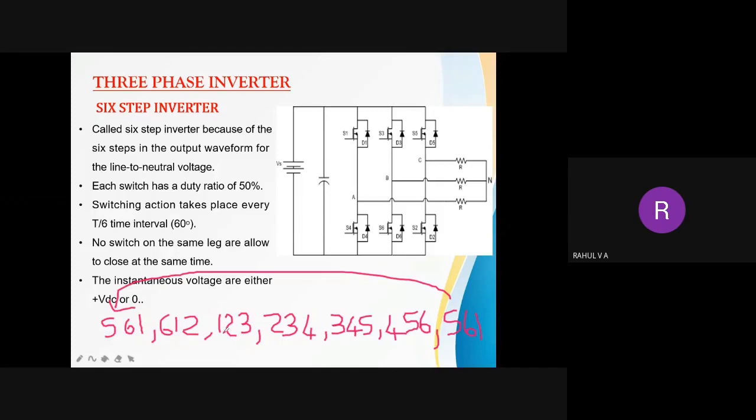So it will continue like this: the first number written will turn off and the next number will turn on, like 1, 2, 3. After that 2, 3, 4, then 3, 4, 5, then 4, 5, 6, and the next one is 5, 6, 1. That is automatically the first combination. So we will be switching with this 6-step sequence.